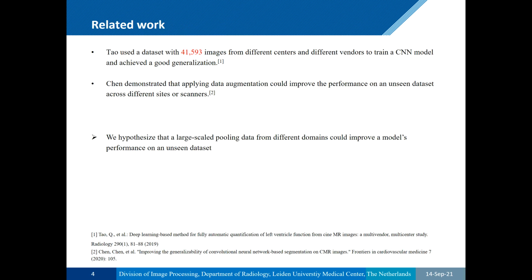The most straightforward approach to solve this problem is to collect and annotate data from multiple centers, vendors, and patient pathologies. Tao used a large dataset from different centers and different vendors to train a CNN model and achieved good generalization. Chen illustrated that applying data augmentation on a single-site, single-scanner dataset could improve the performance on unseen datasets across different sites or scanners. Based on those studies, we hypothesized that large-scale pooling of data from different domains could improve a model's performance on unseen datasets. Additionally, in conventional CNN models, the information derived from the neighboring images is usually ignored.